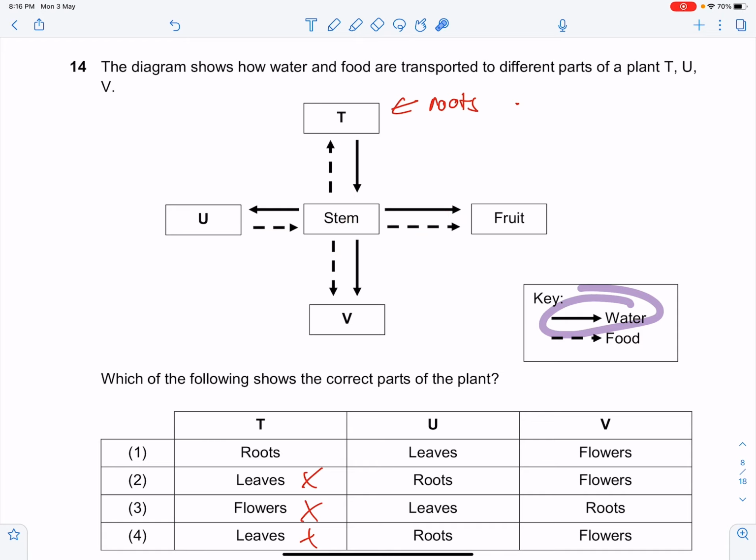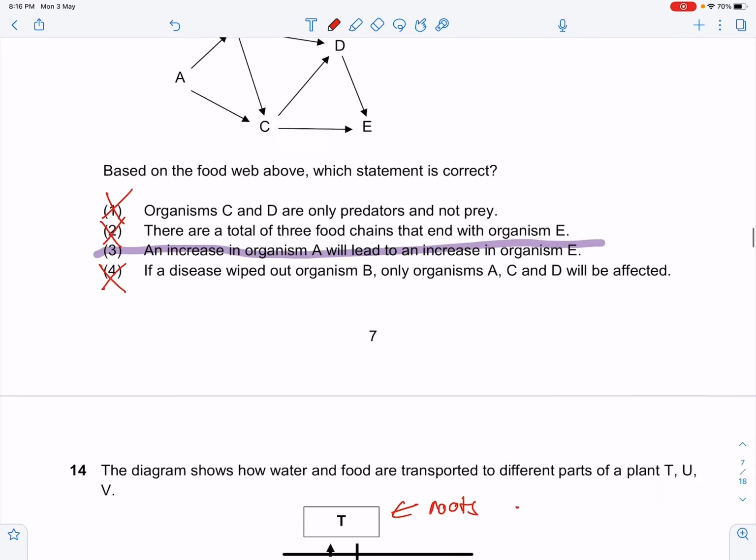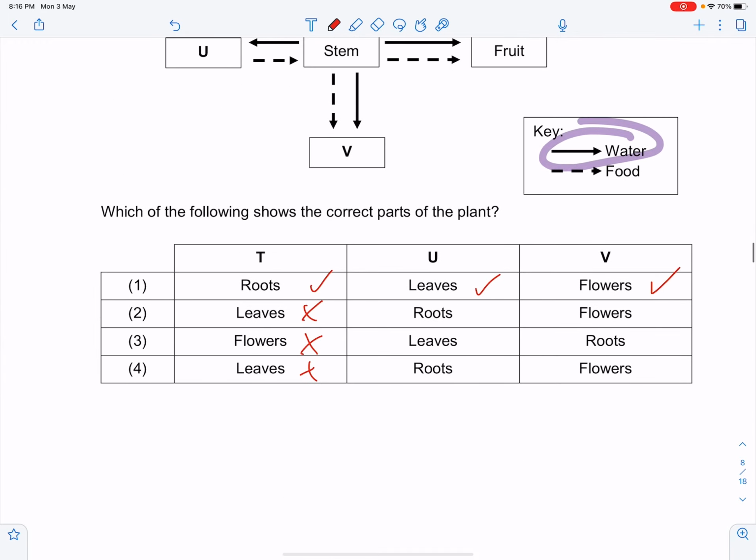So yes, I'm very certain that these are my leaves, and the flowers generally receive both food and water, similarly with your fruit. So as you can see, my V is doing that. So that's right, V are my flowers. So answer number 1.